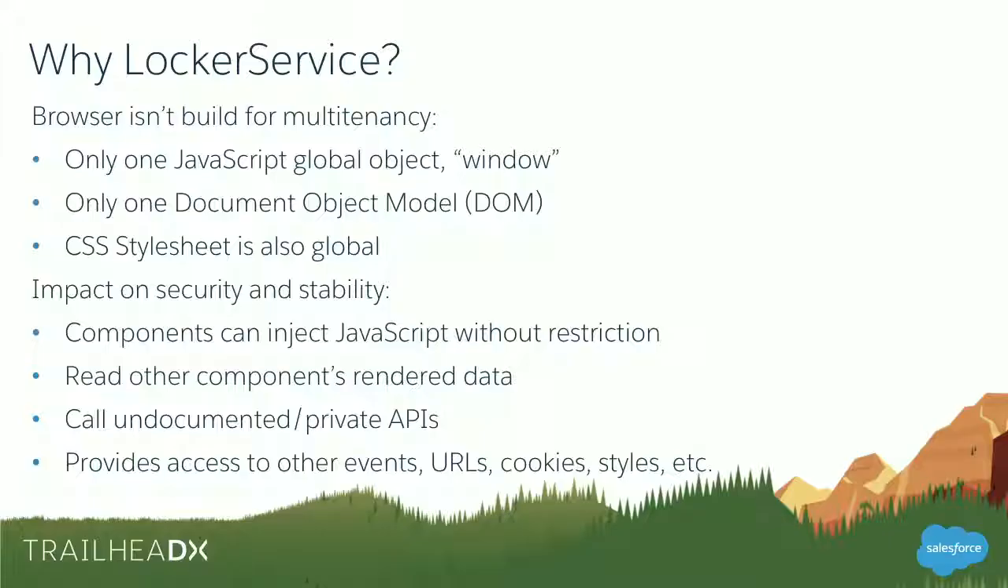All right. So to start off with, I want to set the context of why we built the Locker service, what the purpose is, and why we're all here to discuss it. A browser isn't built for multi-tenancy, right? As we start to build an any component framework, I have multiple components. The way a browser works by default is I have one JavaScript global object. I have one document object model. From JavaScript, I have access to everything in the DOM, everything in that window.